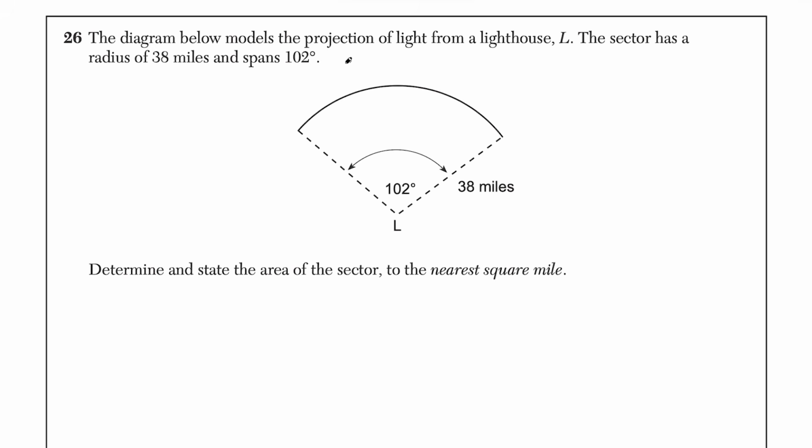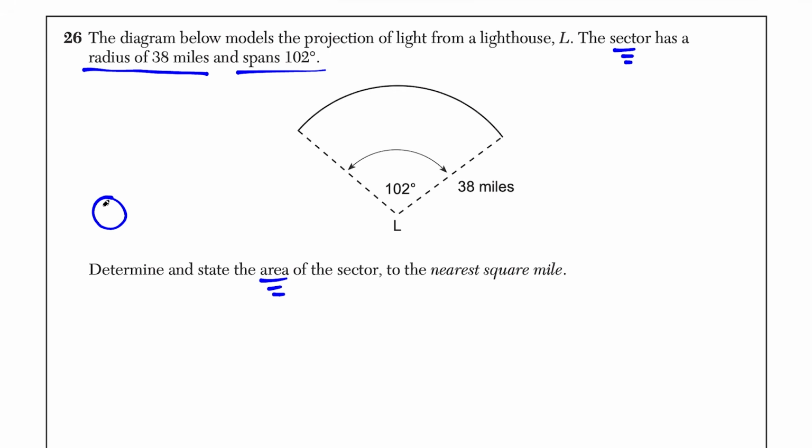Question 26, the diagram below models the projection of light from a lighthouse L. And the sector, that's the $1 million phrase right here, has a radius of 38 miles and spans 102 degrees. And we have to determine and state the area of the sector to the nearest square mile.